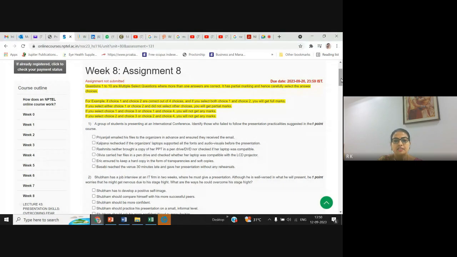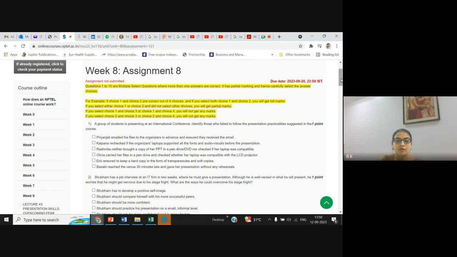Priyanjali emailed his files to the organizers in advance to ensure they received the email. Kalpana rechecked the organizers' laptops, supported all the fonts and the audio visuals before the presentation. Rashmita neither brought a copy of the PPT in a pen drive, nor a DVD, nor checked her laptop was compatible. Olivia carried her files in a pen drive and checked whether her laptop was compatible with the LCD projector.